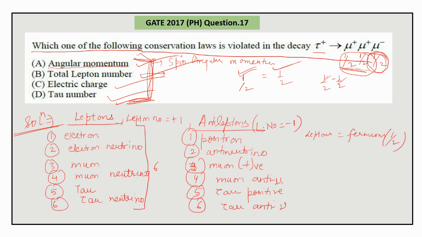Total lepton number. There is a lepton number for electron, for muon, and for tau. So total lepton number is equal to L_e plus L_mu plus L_tau. Here L_tau is equal to which one? Negative, minus 1, because it is tau positive. So lepton number will be minus 1.